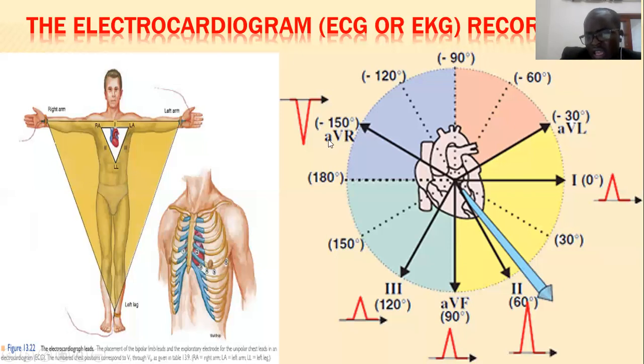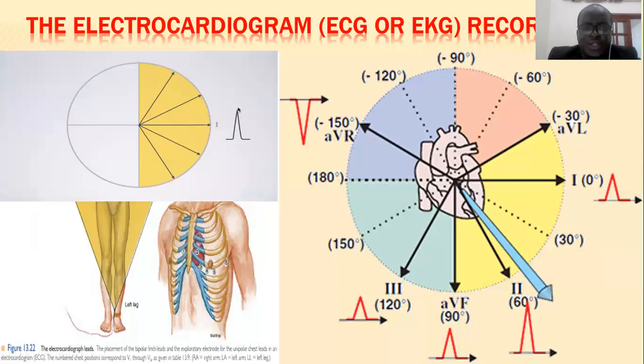Then when you look at AVR here, the AVR will be negative. Why? It's because this vector is moving away from AVR. And if your positive is here, and this wave of depolarization is moving away from your positive, you get a negative deflection. So it will produce a negative wave. So when you get the 12 lead ECG tracing, you find that the AVR will give you negative waves. So it's normal ECG because of the location of AVR in the cardiac axis. So you need to understand these angles.